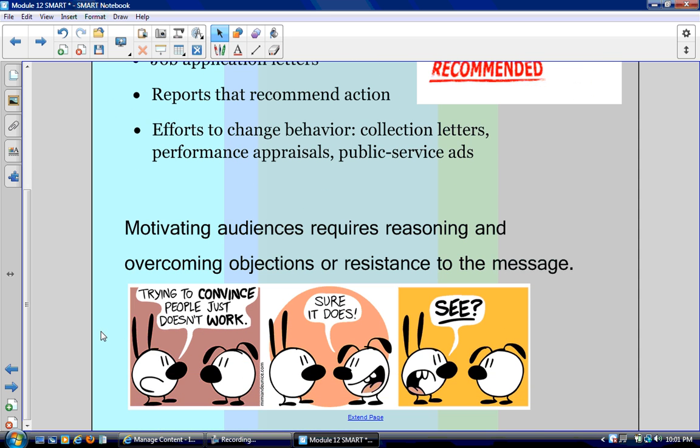However, we have to, again, think about that primary purpose, that we want to ask someone to do something. We want to motivate readers to act. And to motivate them in a persuasive message, you need to give them reasoning and overcome any objections or resistance they might have to the message. So I have a little cartoon down here that kind of makes light of that difficult need to explain to people information so that they can actually act and feel ownership over the decision.